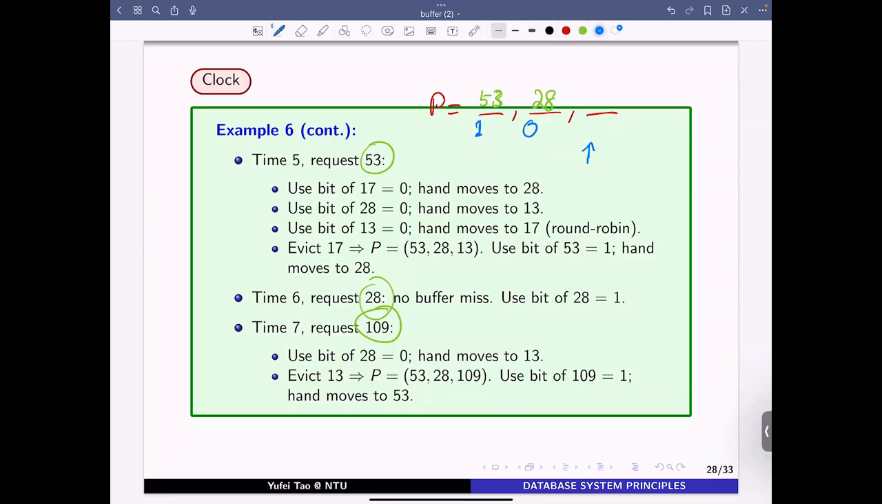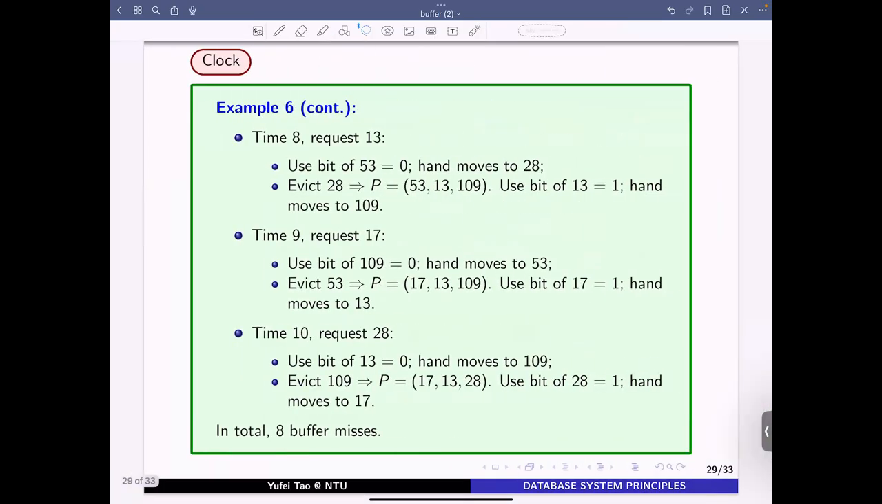And 109 is in. Okay, so the bit is 1. It's the blue color here. All right, so now you are done with 109, so you want to move the hand to the next one, round robin, right? Okay, all right, so that's time 7.